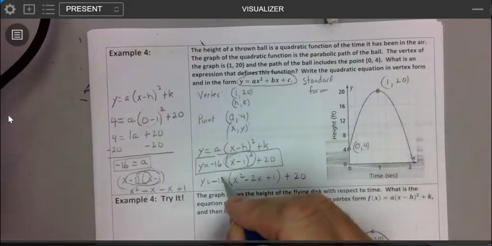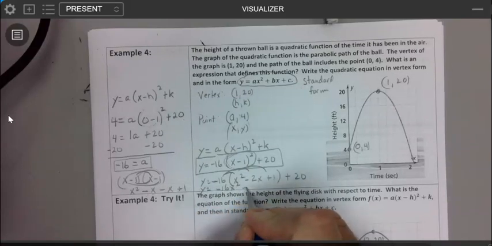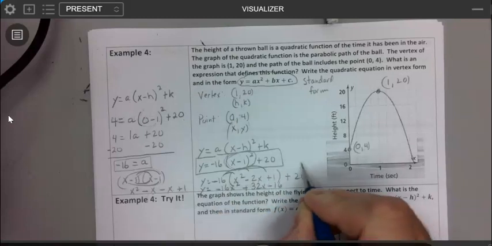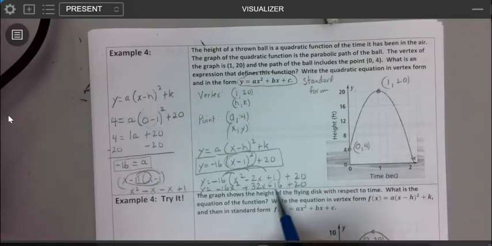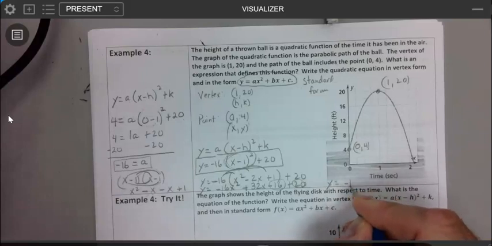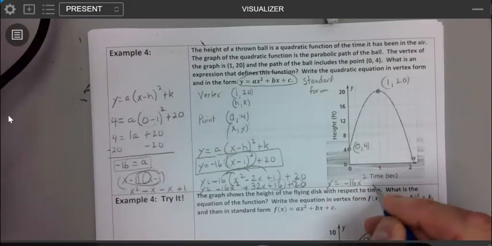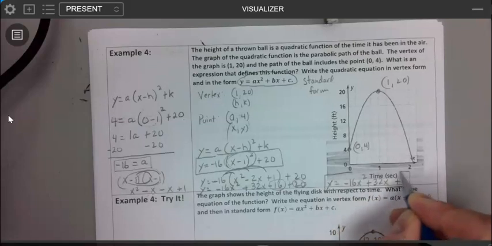Now we're going to distribute the negative 16. So it gives me negative 16x squared plus 32x minus 16. I'm going to bring my 20 down. Now my last thing, all I have to do is combine these two together. So that gives me y equals negative 16x squared plus 32x. Negative 16 plus 20 would be 4. So there it is in standard form.